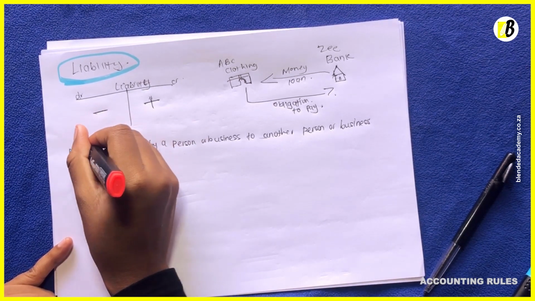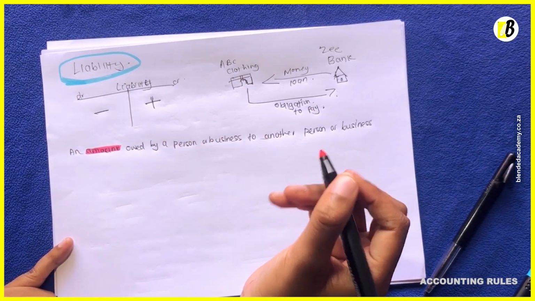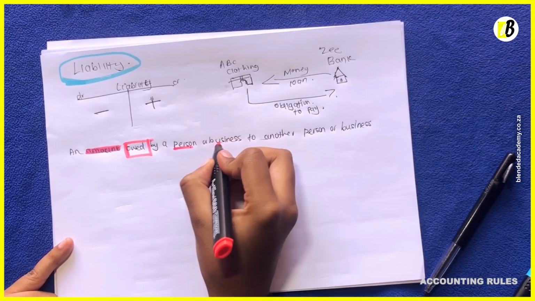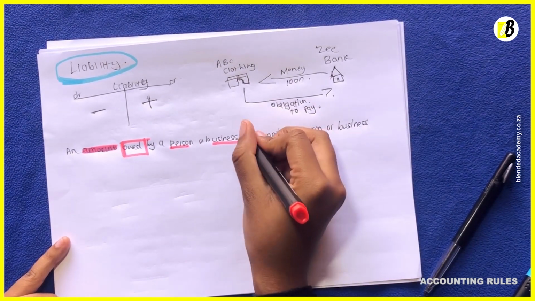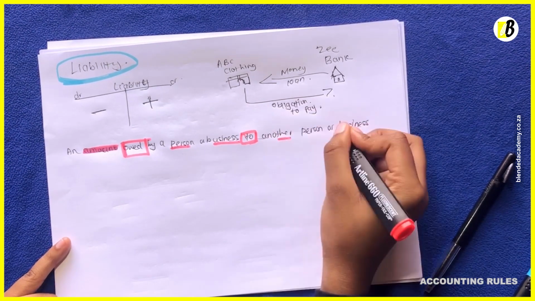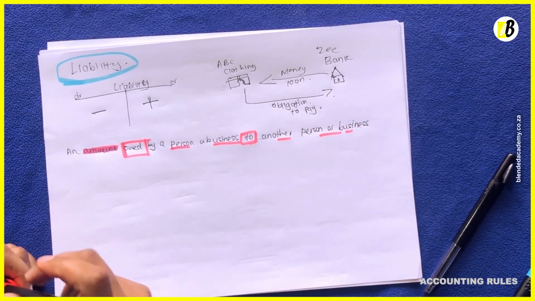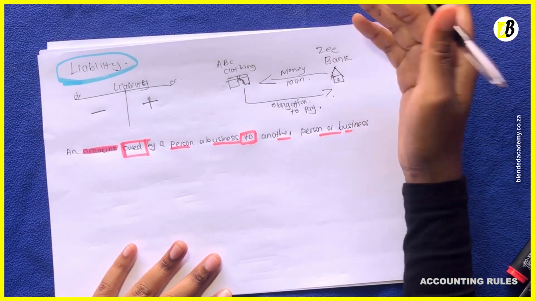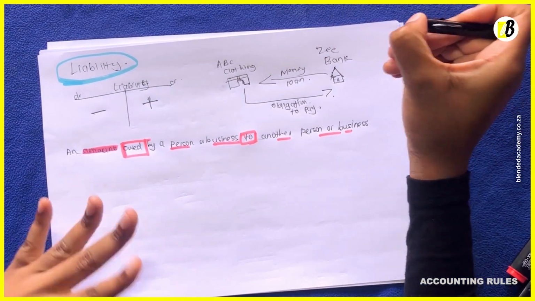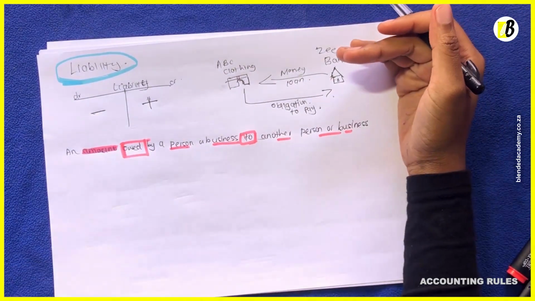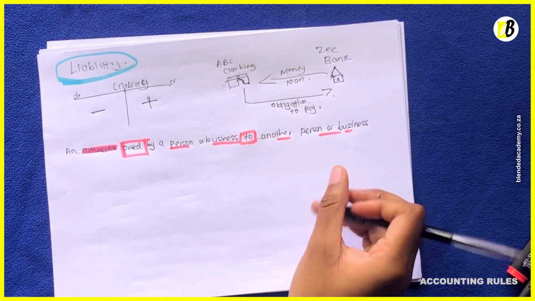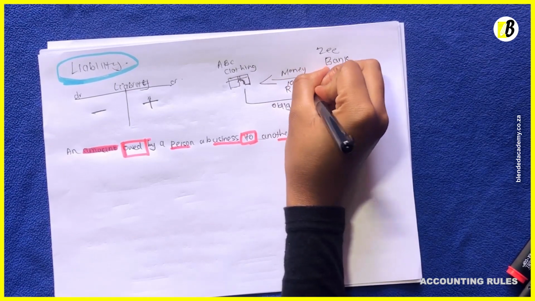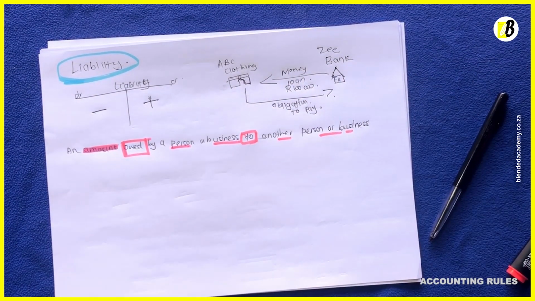Let me highlight the key elements of this definition. First of all, it needs to be an amount. It needs to be owed by a person or a business to, this "to" is very important, another person or a business. If this was a normal person, a natural person, it would still be applicable to this definition. So now let's look at our example. Say that it owed 100,000 to make it more realistic.